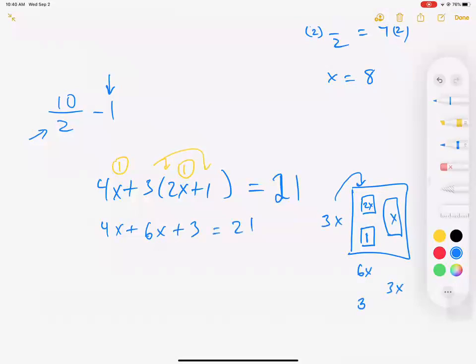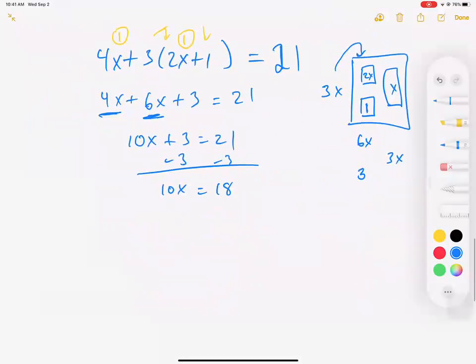Equals 21. Now that we distributed, got rid of the parentheses, we have like terms. 4x plus 6x, that gives us our 10x that we wanted. We can minus 3 to both sides. 10x is equal to 18. And then last step, opposite of multiply is divide.